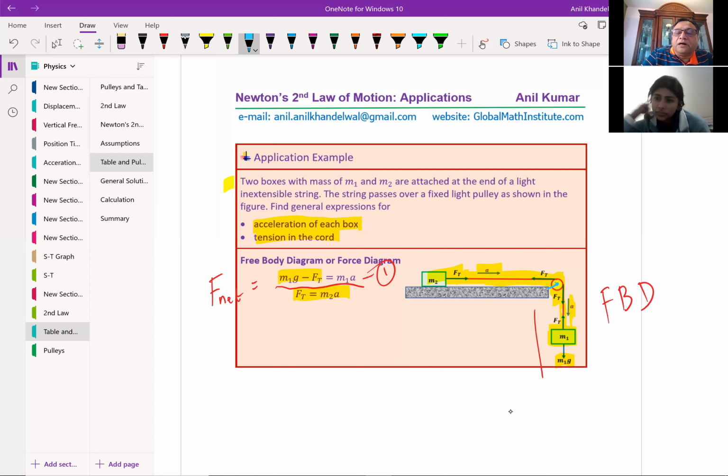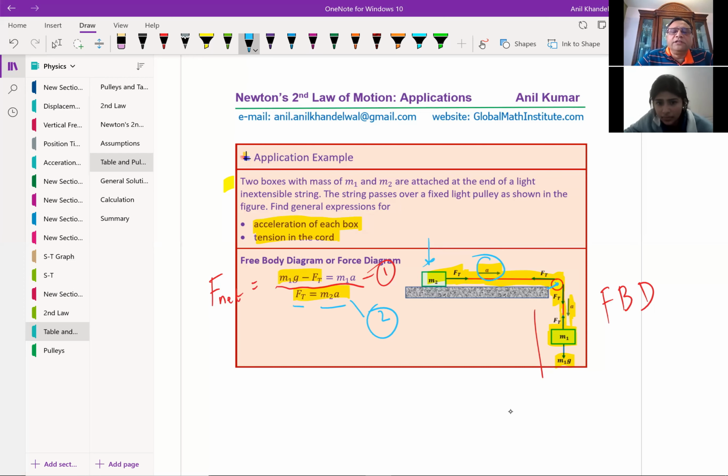So on the second mass, you can see very clearly there is an external force Ft, and this external force causes the acceleration a, and therefore the equation will be Ft, the tension, is equal to m2a. So that becomes our second equation.